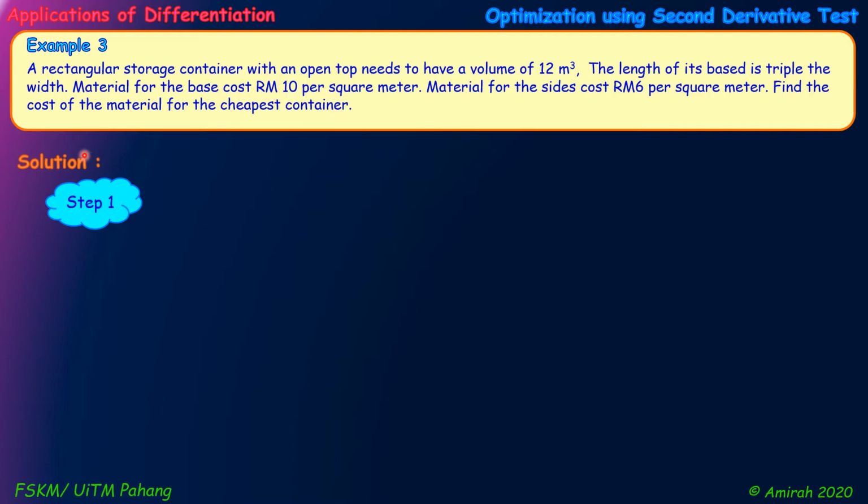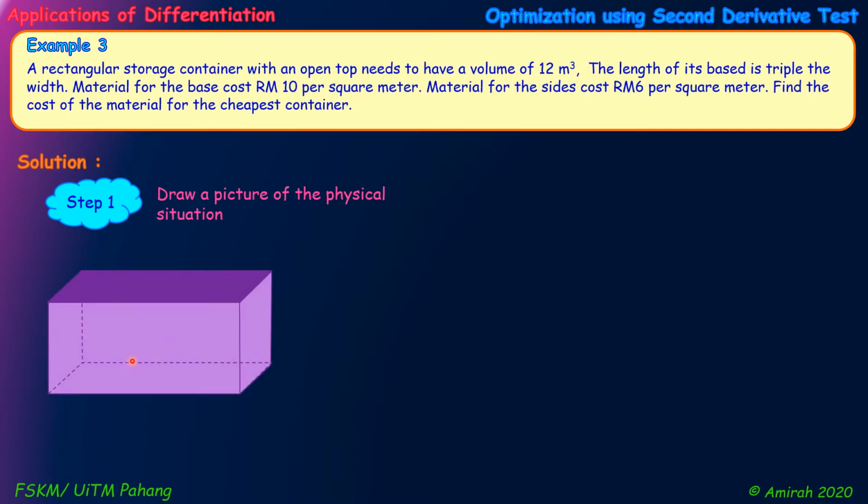So to solve this question, we start with the first step. Draw a picture of the physical situation. We have a rectangular storage container with an open top. The width is x, and the length of its base is triple the width, so we write 3x here, and the height we write as y. This is an open top. This is the picture of the physical situation.